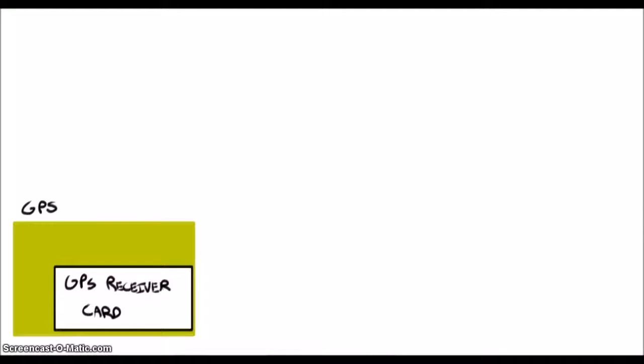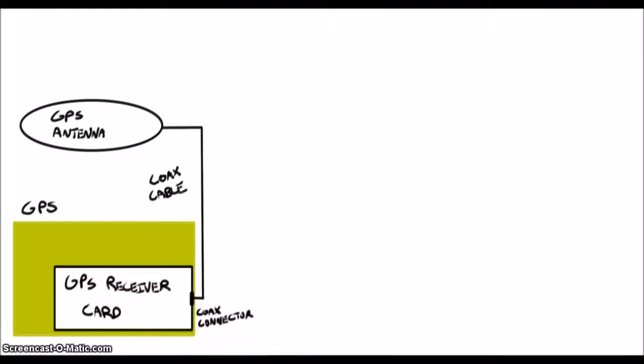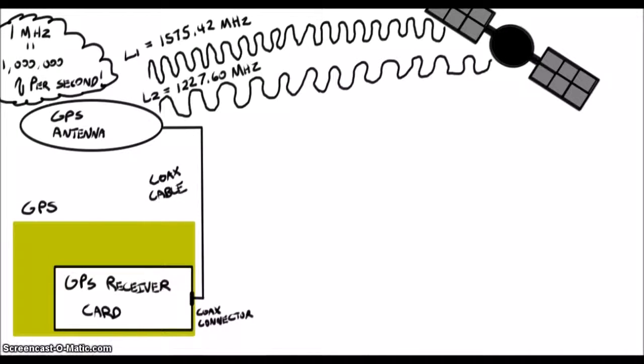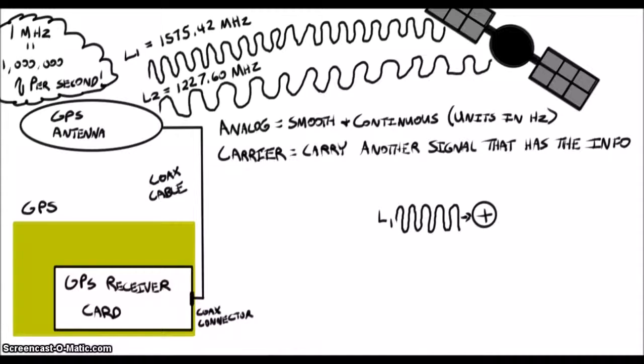GPS receivers capture the transmissions from the GPS satellites using an antenna, which is attached to the receiver by a coaxial cable. As we talked about in the GPS modules, two different frequencies are used, L1 and L2. These are analog signals, or signals that are continuous and smooth as time progresses. They're also called carrier signals, because they don't actually contain all of the position and timing information we need. They just carry another signal that does.